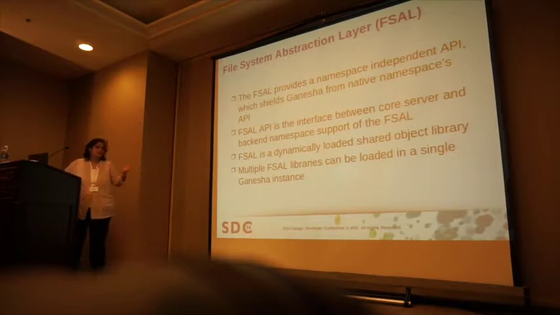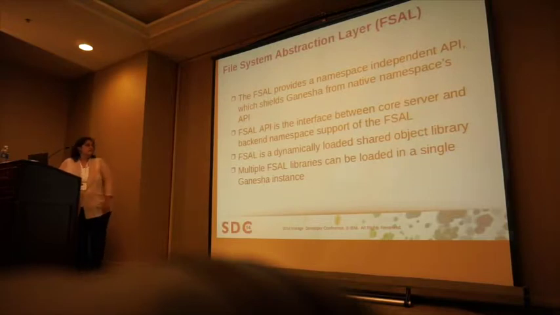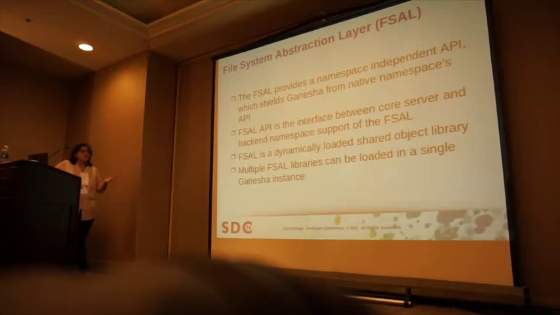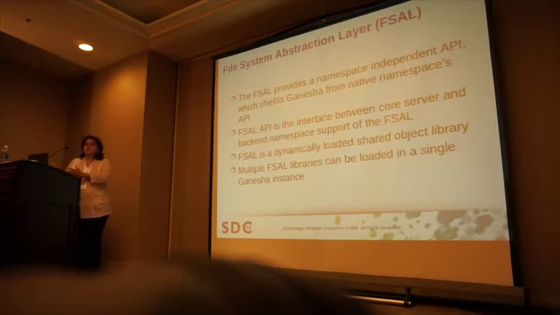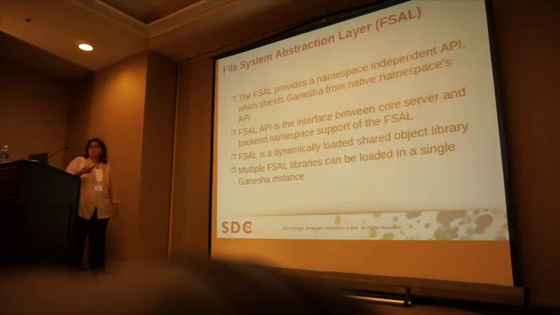So now to go back to Ganesha and some of the details of it, I want to focus on the file system abstraction layer, or the facade. The facade is the interface between Ganesha and the native namespace. So the backend file system, you could just write your own facade to any file system that you have and just integrate it with NFS Ganesha. And it is a dynamically loaded library. So you can load it into the Ganesha instance and just start accessing your file system from NFS.